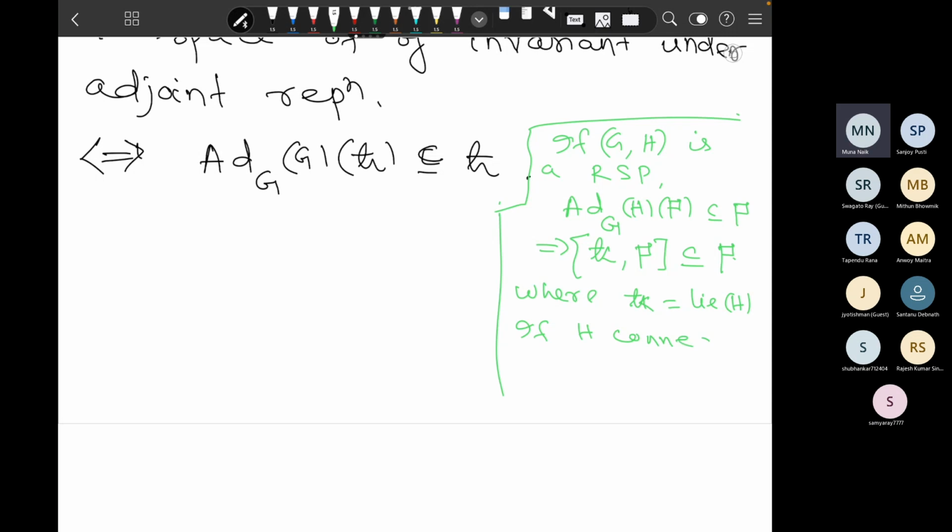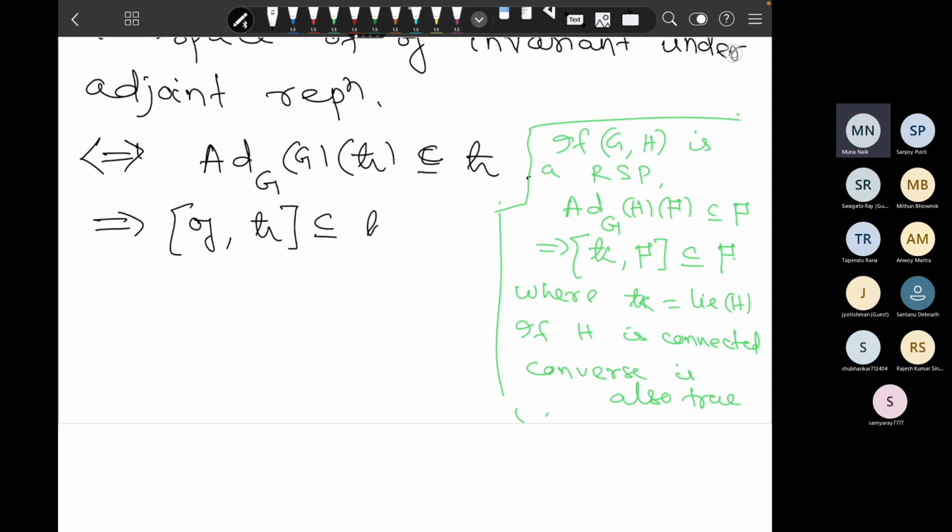And also I have told you that the converse is also true if H is connected. So I am using that. If you use a similar kind of argument, it is actually the same proof. So this will imply that the Lie bracket of g and h is a subset of h. That will imply that h is an ideal in g. Now for the converse, you need this H to be connected.